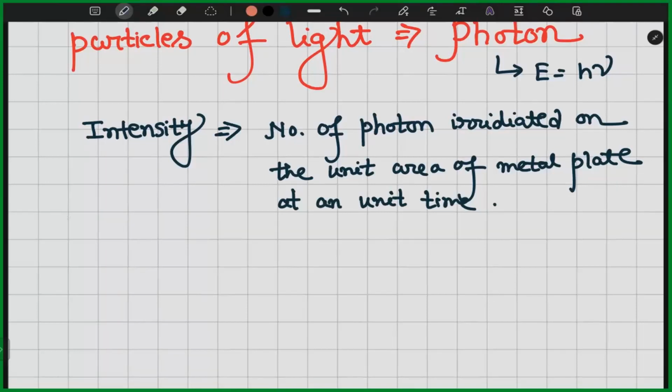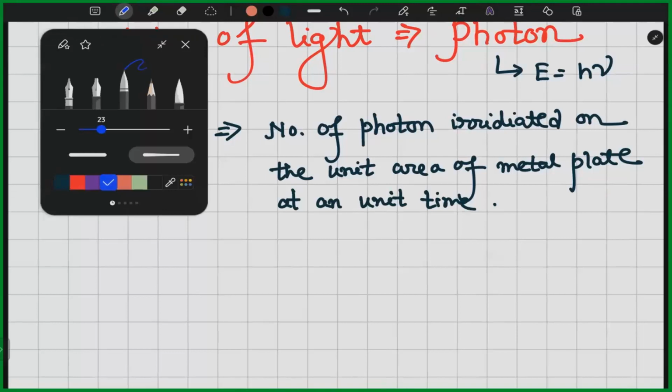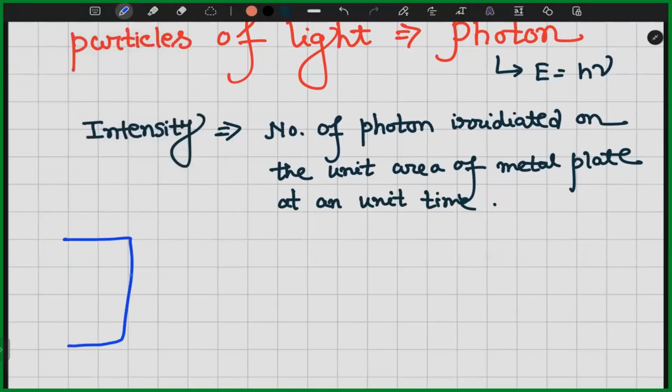That means if this is the metal surface, let's say this is our unit area, the number of photons per second, let's say unit time, is irradiated on this surface. So this is our intensity, right? So now we'll try to explain that. Now let's say if we increase the intensity, what does it mean? It means that the number of photons irradiated is increasing.